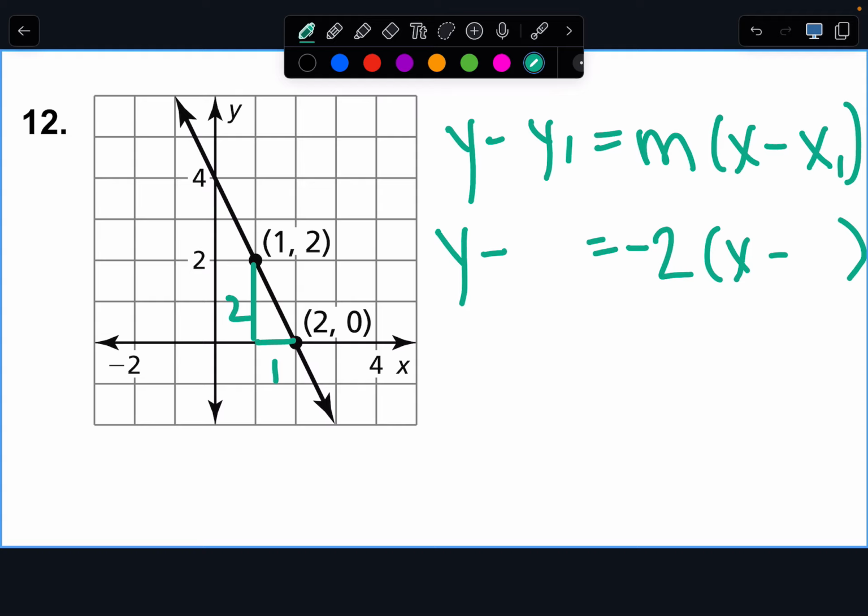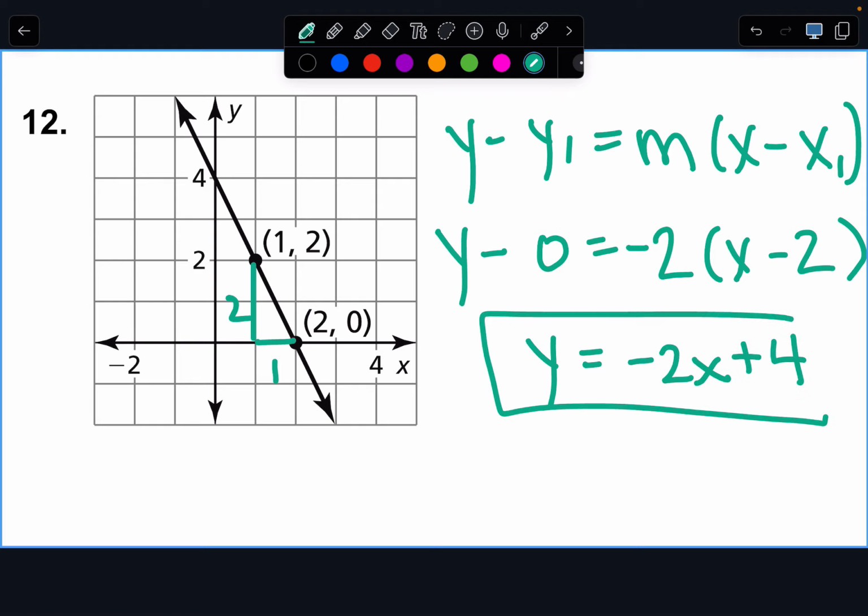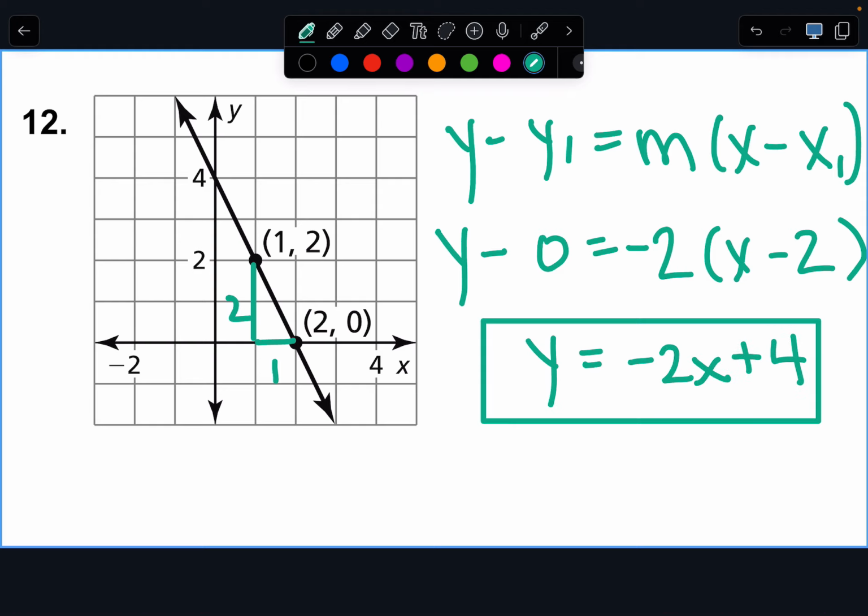Okay, Grady, which point did you choose? 2, 0. So y equals negative 2x plus 4. Yeah, that's what I got. Okay, cool beans.